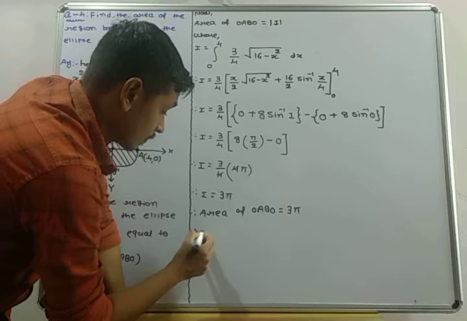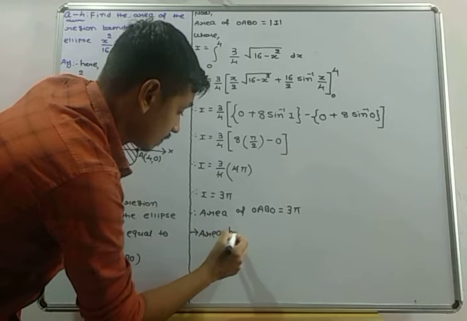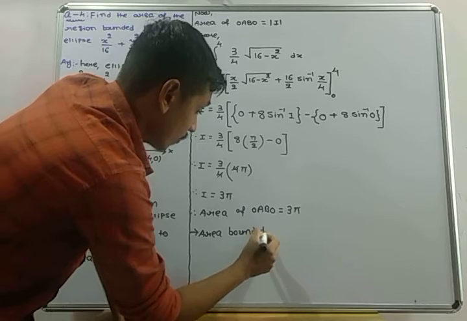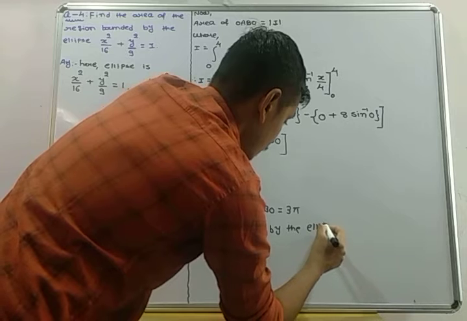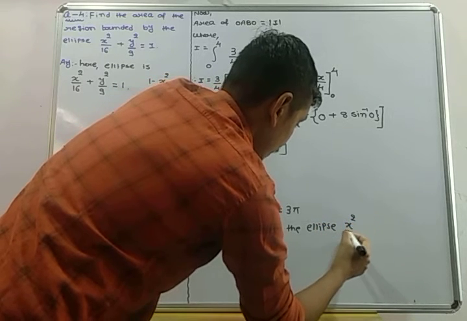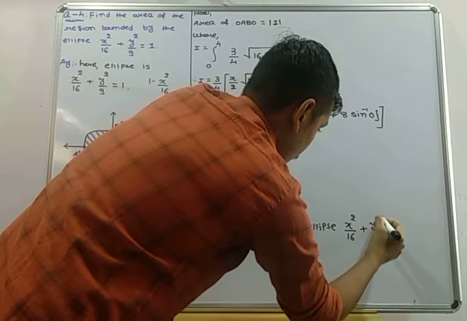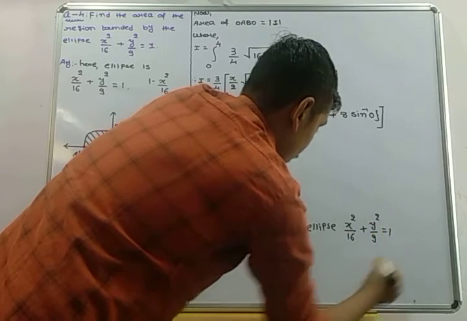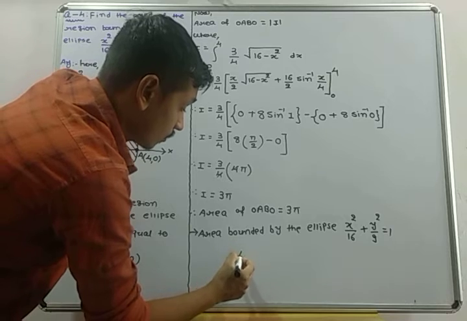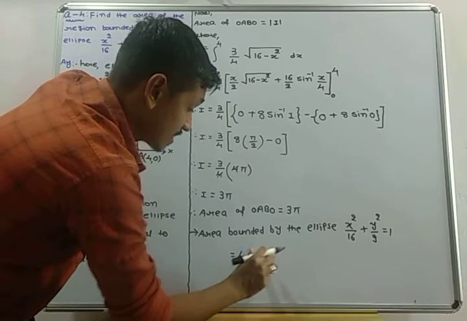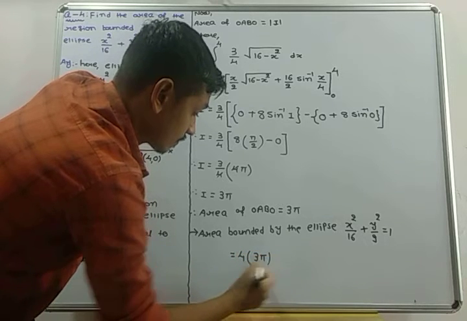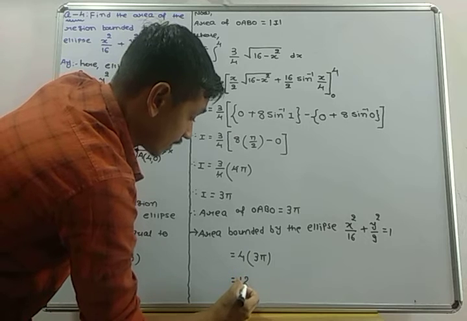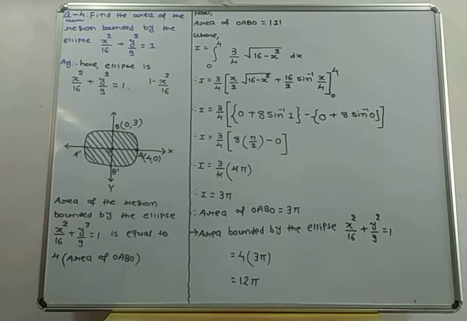Now the area bounded by the ellipse x square by 16 plus y square by 9 equal to 1 is equal to 4 into the area of OABO, which is 3 pi. So 4 threes are 12 pi. Done? So this is our question number 4, which is over.